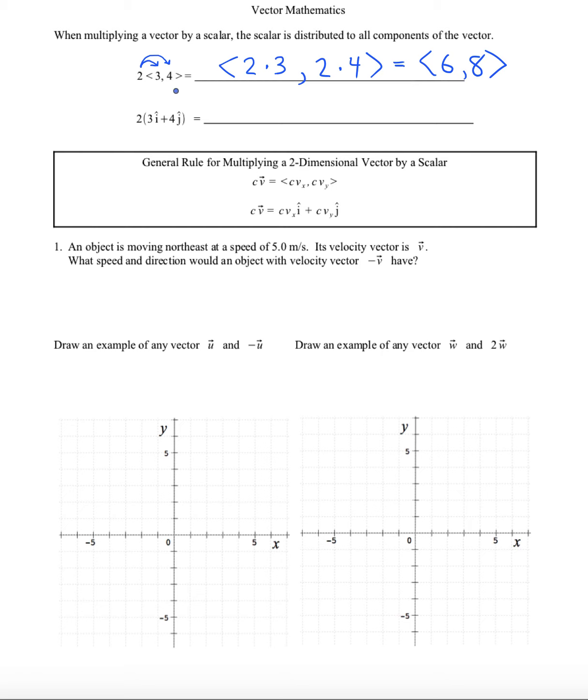Now that is component form. We can also carry out this same process with vector form, and here it's a little clearer why distribution needs to be used. i and j are unlike terms. They need to be kept separate. So we'll send that 2 to both terms. We'll get 2 times 3i plus 2 times 4j, which gives us 6i plus 8j.